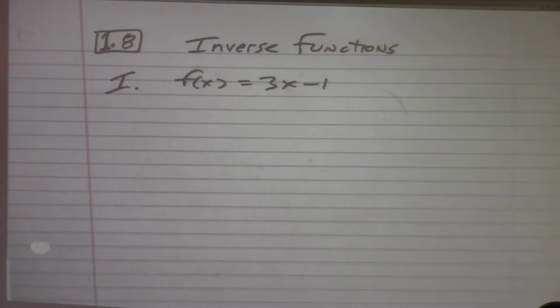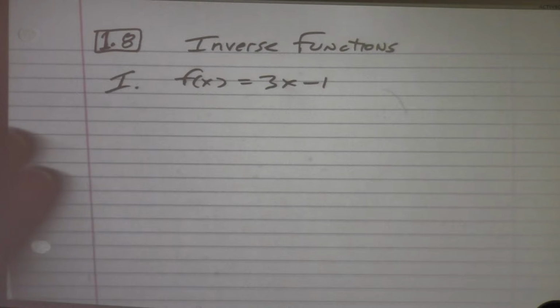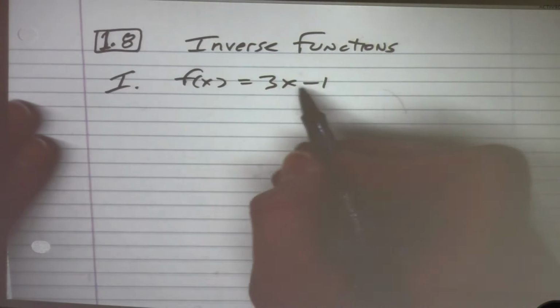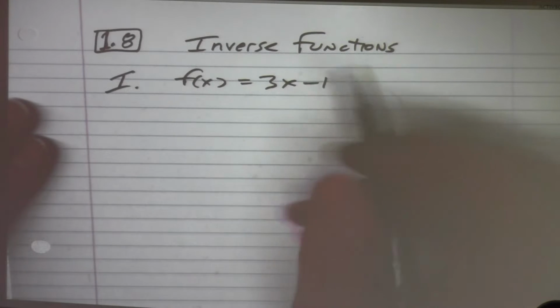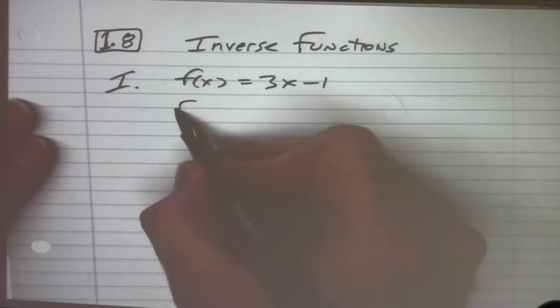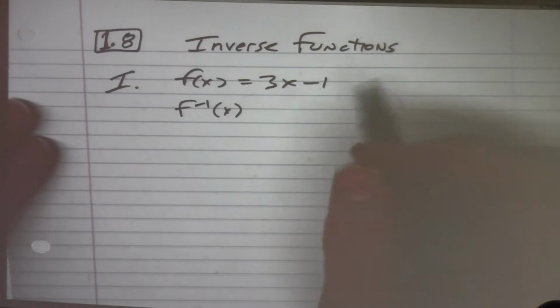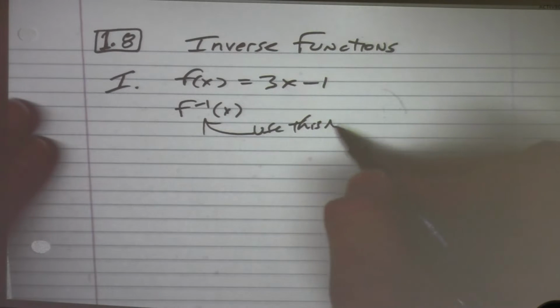Let's find an inverse function and then graph it, and we're actually going to do this twice in this section. So here, this is a function, 3x minus 1. That's a linear equation. What we're going to do is find the inverse, and this is the notation that we use for that. I do want you to use this notation.